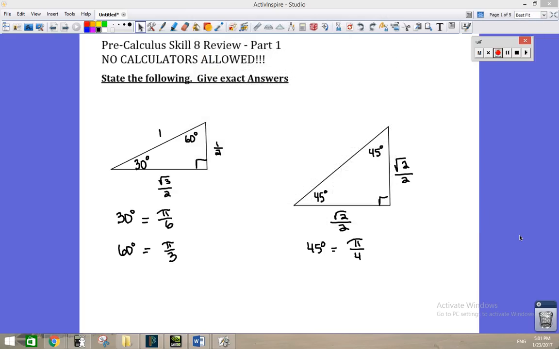We're taking a look at the review, the practice for our Skill 8 test. The first part of it, the first 10 problems, you'll have to do without a calculator, which means that you'll just have to memorize the 30, 60, 90 degree triangle and the 45, 45, 90 degree triangle, and to recognize that 30 degrees is pi over 6, 60 degrees is pi over 3, 45 degrees is pi over 4.